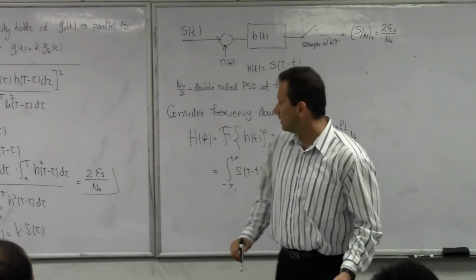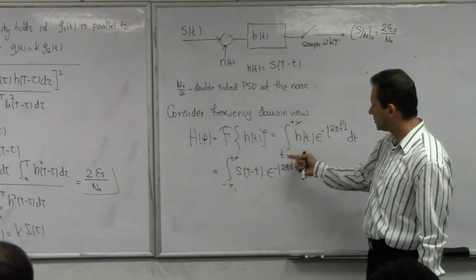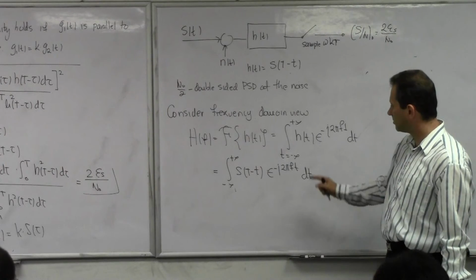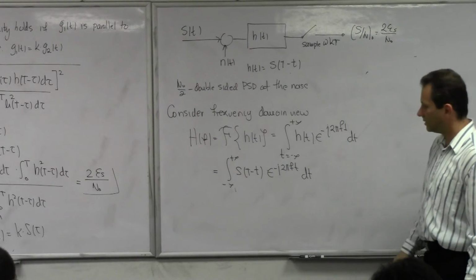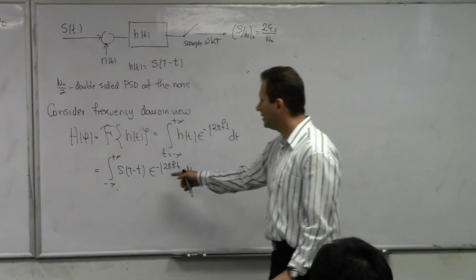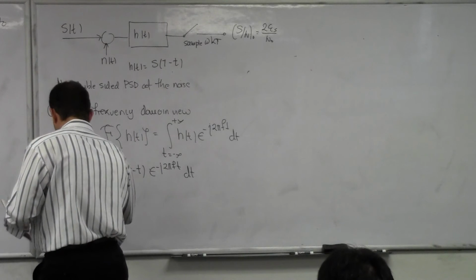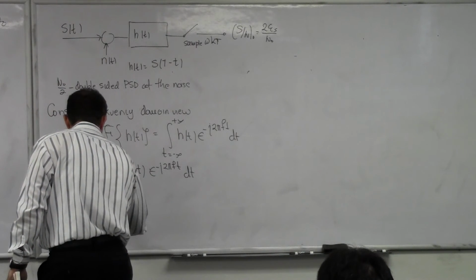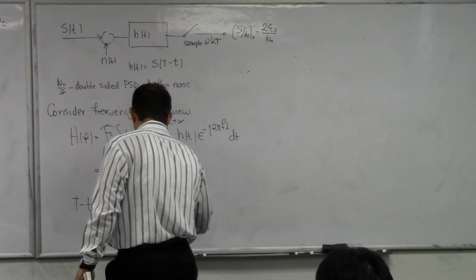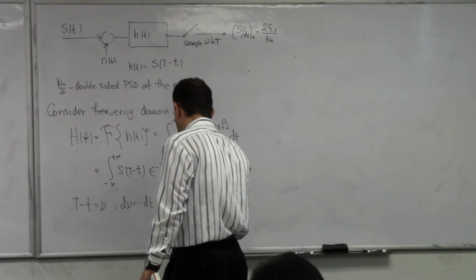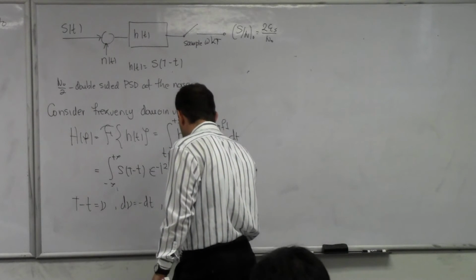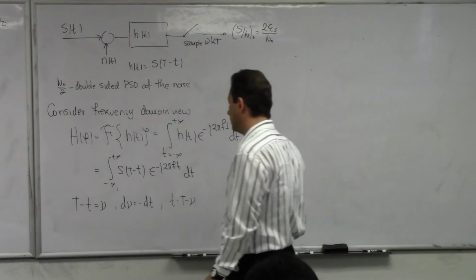Right, what did I do? I realized that my filter is matched to the signal, so I just substituted the impulse response of the filter, expressed as the signal itself, right? So here I need to integrate this. Let me introduce the substitution. T minus t is some nu. Therefore, d nu is minus dt. And I'm going to need t here, so t is going to be capital T minus nu, right?